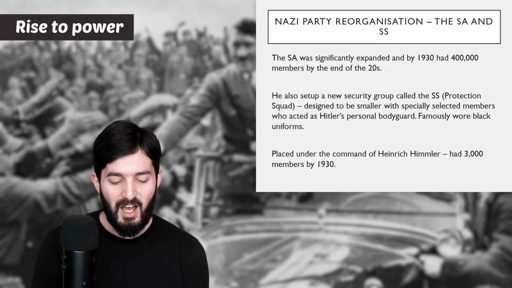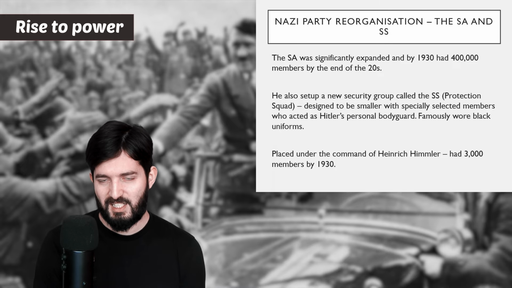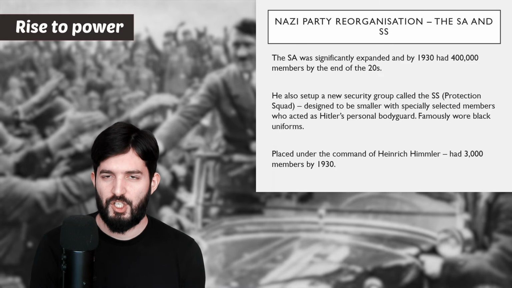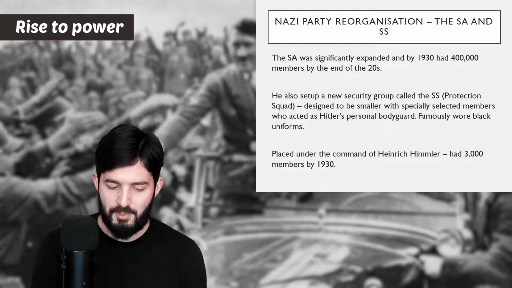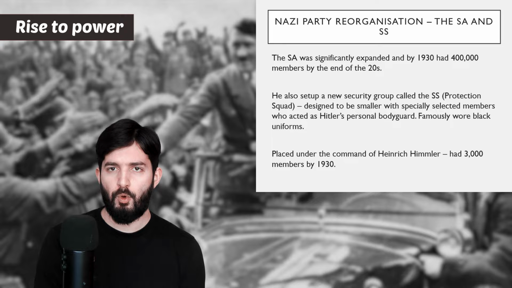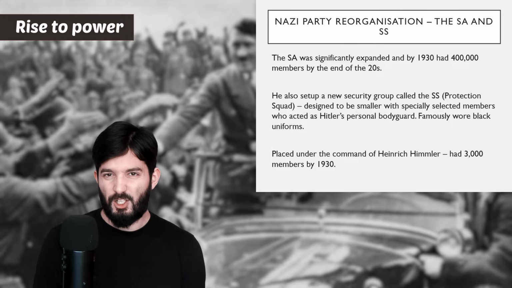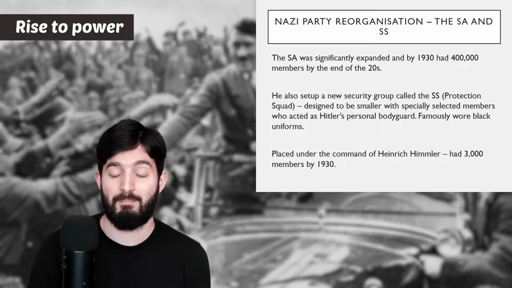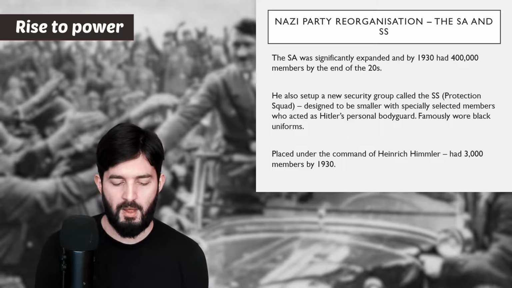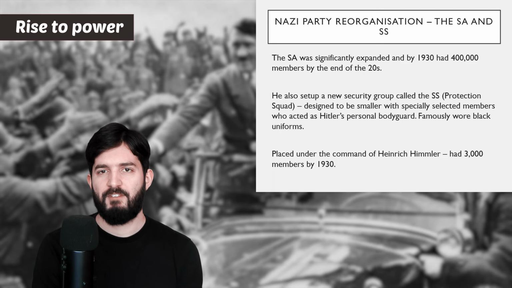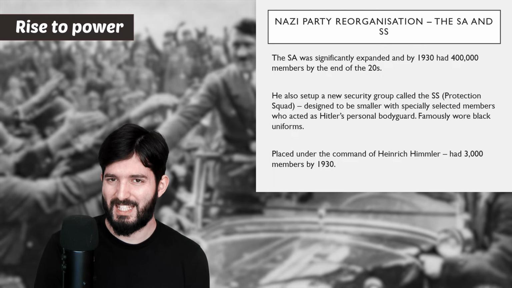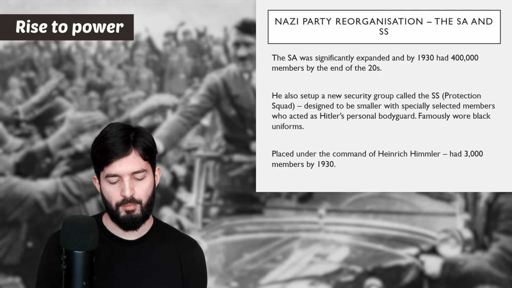voters potentially. He also sets up, as I say, this group called the SS, which in German translates to Protection Squad. And as the name suggests, it's designed to be a smaller organization or body. And as a consequence, it has more specially selected members. They have to be Aryan, all the members, and they act as Hitler's personal bodyguard. As I said earlier, with the whole brown shirts thing for the SA, the SS famously wore black shirts, which made them actually a lot more intimidating to look at as well in terms of their uniforms.